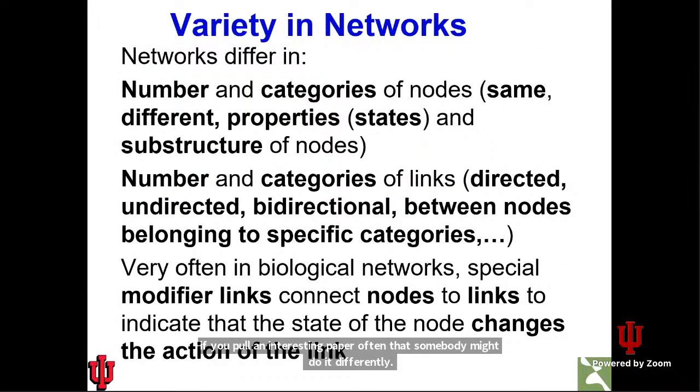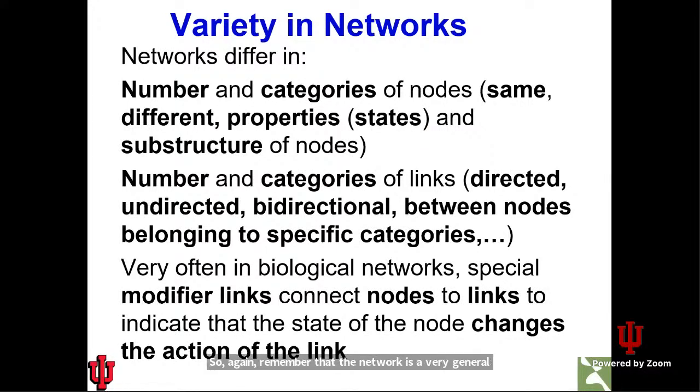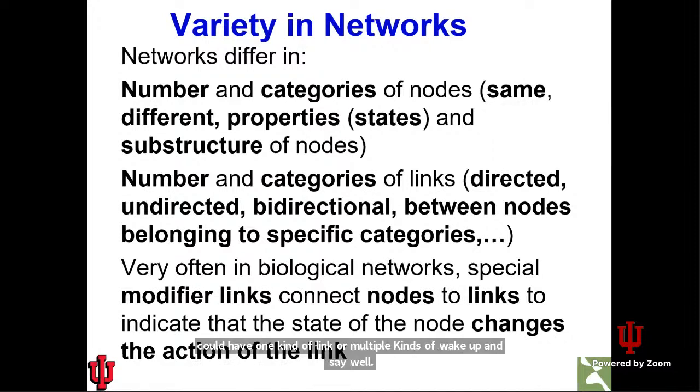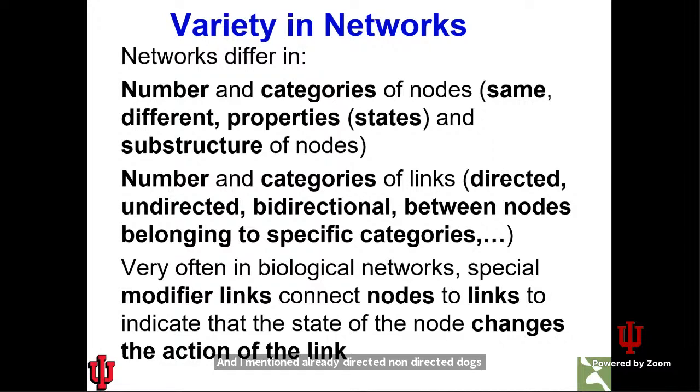So again, remember that the network is a very general concept. You could have different numbers of nodes, different kinds of nodes, different states living in nodes. You could have substructures of nodes. You could have one kind of link or multiple kinds of link in the same model. I mentioned already directed and undirected links, bidirectional links, links that can only go between nodes of particular kinds. In biology, we'll also see something pretty often, which is arrows that point not to nodes, but to other arrows. Those are called modifier links or regulators, and we're going to have to understand how to deal with those at some point.